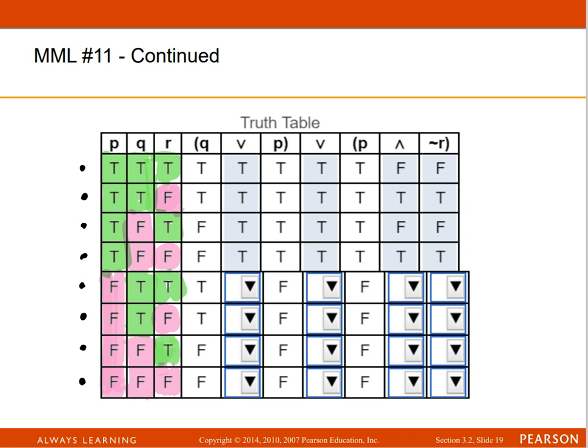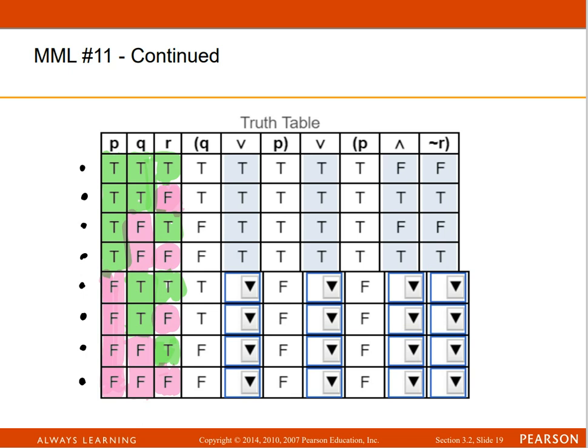It goes 4s, 2s, and then 1s. 4 T's, 4 F's, 2 T's, 2 F's, 2 T's, 2 F's, and 1 T, 1 F, 1 T, 1 F, 1 T, 1 F, 1 T, 1 F. And that's a pattern that hopefully you can remember. All right.